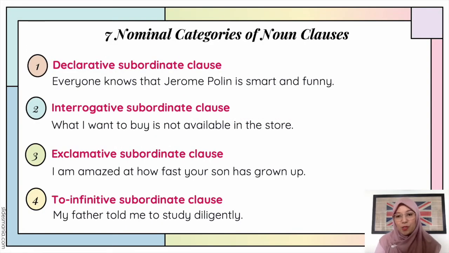Alright class, to complete your understanding about noun clauses, we are going to take a look at the categories of noun clauses. There are 7 different nominal categories. They are declarative subordinate clause. The example of the sentence, everyone knows that Jerome Pauline is smart and funny. The next one, interrogative subordinate clause. What I want to buy is not available in the store. The third one, exclamative subordinate clause. I am amazed at how fast your son has grown up.